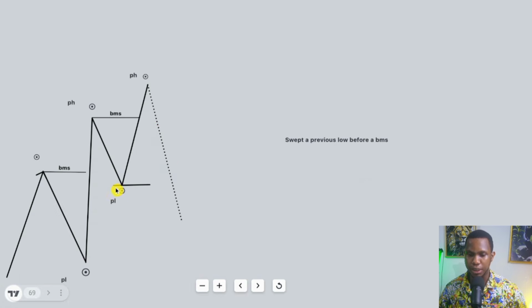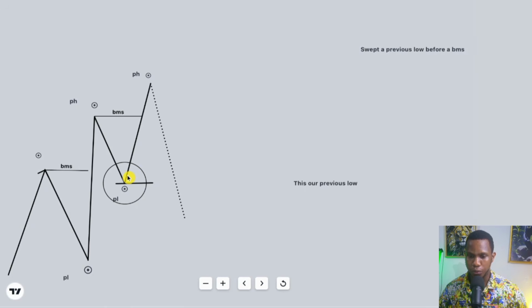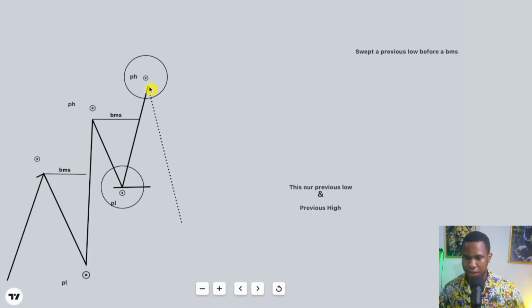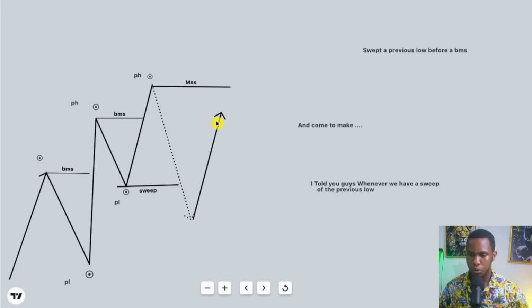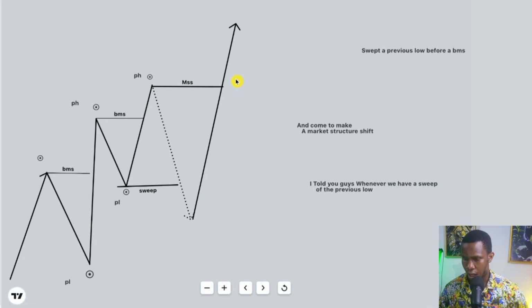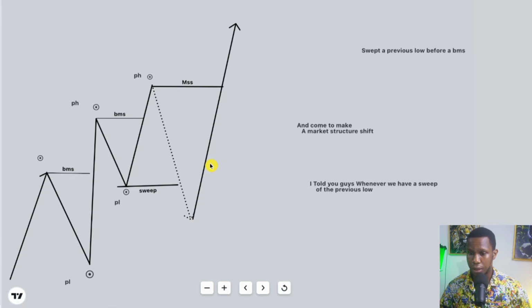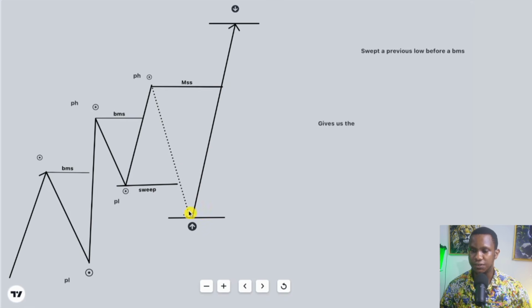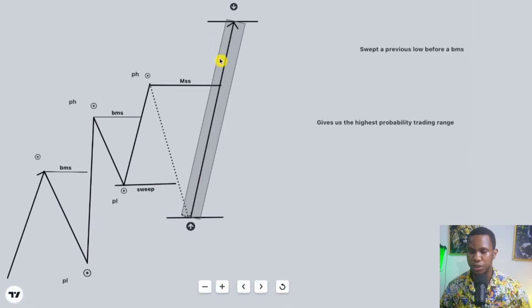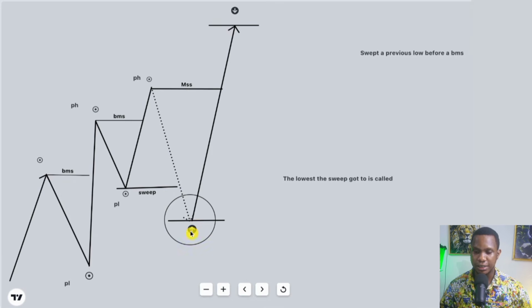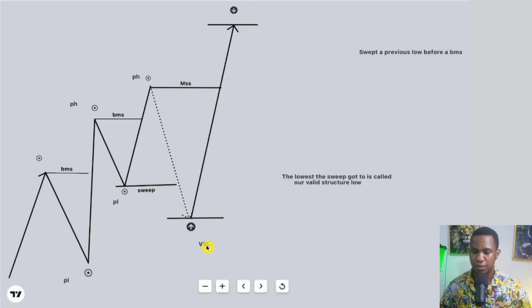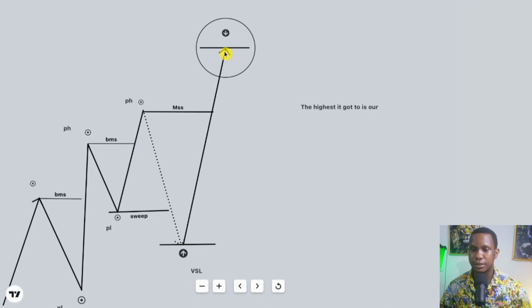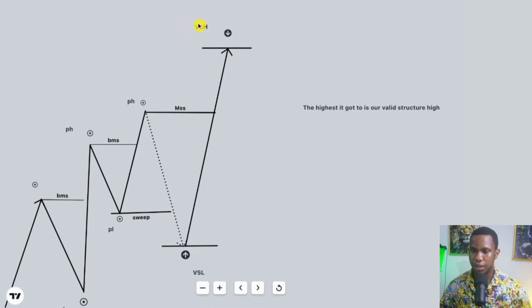The value structure low is what? A low that swept a previous low before a break of market structure. So this is our previous low, this is our previous high, guys. Can you see how the price action came and swept this previous low, and then came to make a market structure shift? Whenever we have a sweep like this and come to make a market structure shift, it gives us the highest probability trading range. The lowest this level goes to is called the value structure low, and the highest it goes to is called the value structure high.